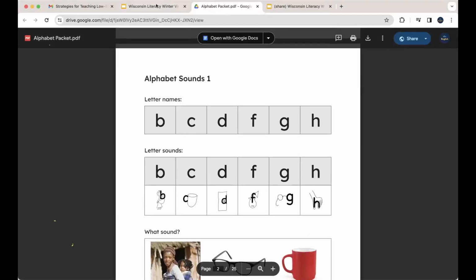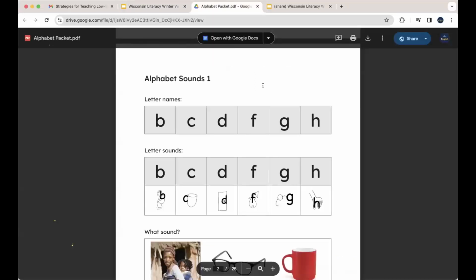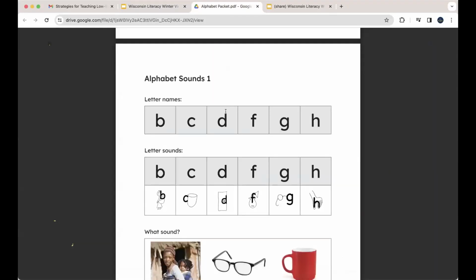So by the way, this alphabet packet right here is a free resource for anyone to use. I'll show you a little later in the presentation another place where you can access this. And I will also give you the link to this slideshow at the end of the presentation so you can get to it that way. So anyway, this alphabet packet teaches the letter names and the letter sounds using a keyword for each letter.